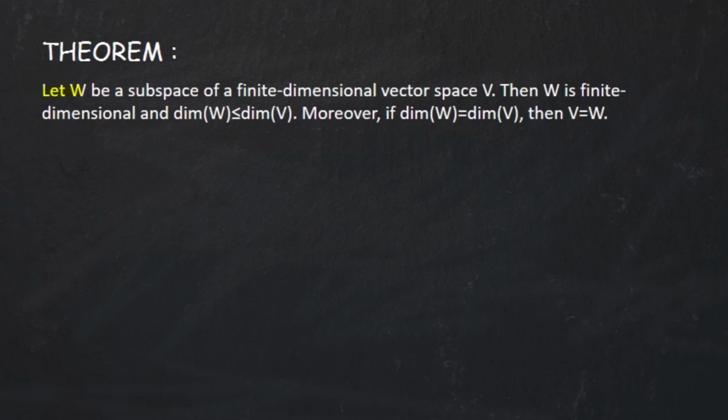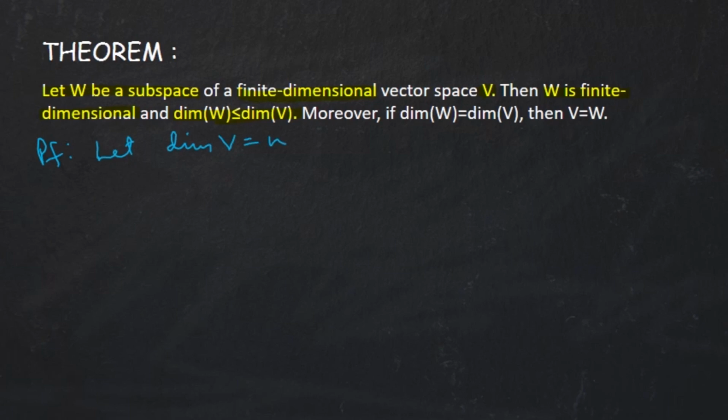So let W be a subspace of a finite dimensional vector space V, then W is finite dimensional and dimension of W is less than or equal to dimension of V. Moreover, the theorem says that if dimension of W and V are equal, then V is equal to W. So let's prove this theorem. So we let dimension of V to be equal to n.